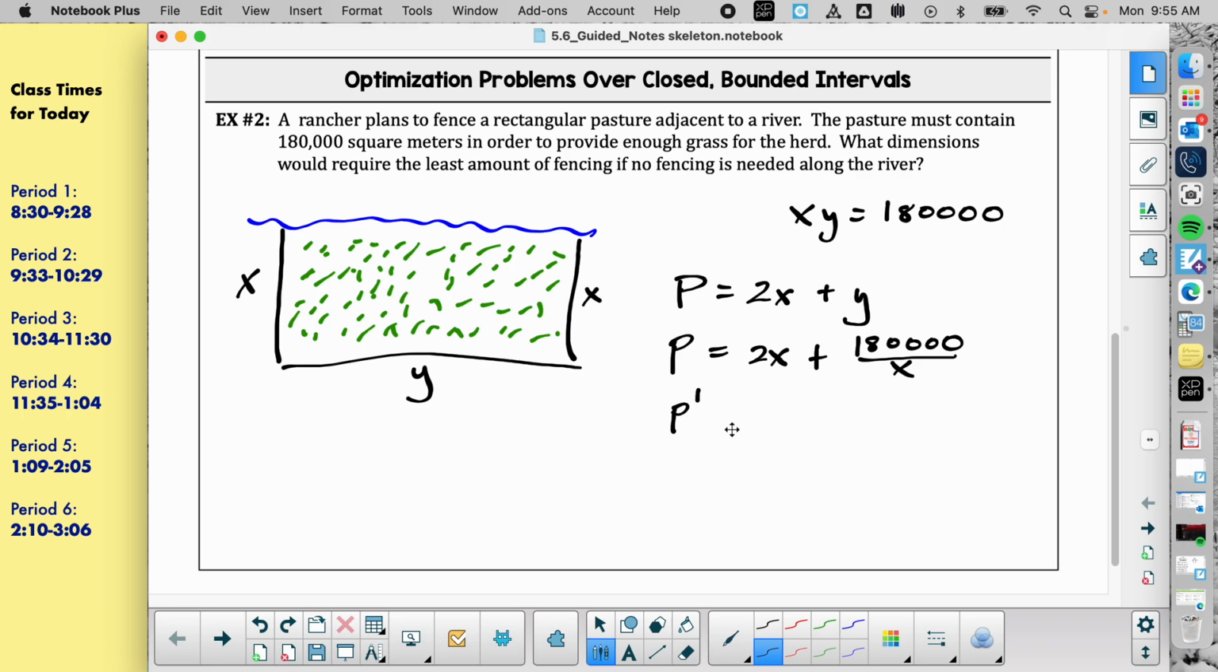Okay, so P prime, because that's how I'm going to minimize, is 2 minus 180,000 x to the negative 2. If I did quotient rule, I still should have had minus 180,000 over x squared. Shouldn't matter. Now, I do need to solve this to find critical numbers.